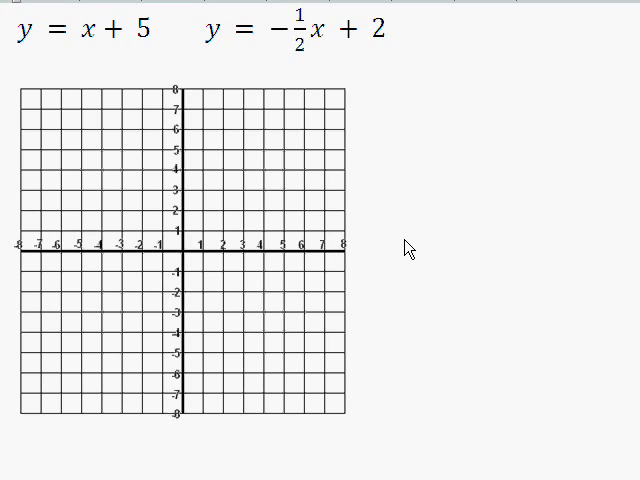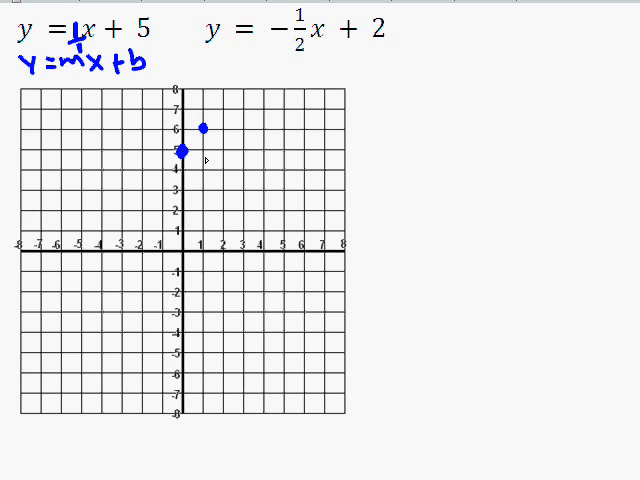Now that we have both equations in slope-intercept form, I can graph both these equations. I'm going to start with the first one. Remember, it's y equals mx plus b. And our m is a 1x because the coefficient is 1 if it's not written. So my b I always plot first, so I'm going to plot positive 5. And my rise over run is 1 over 1. So I'm going to go up 1, to the right 1.